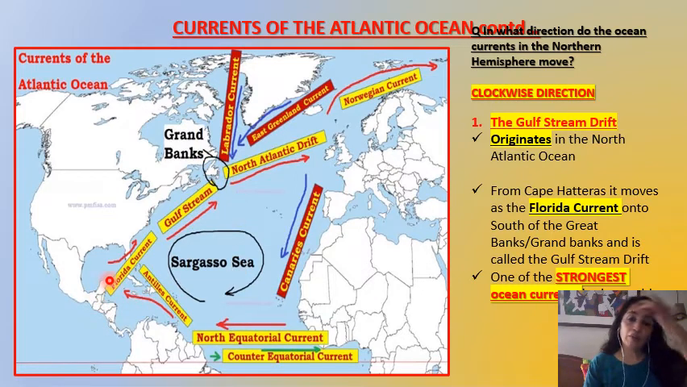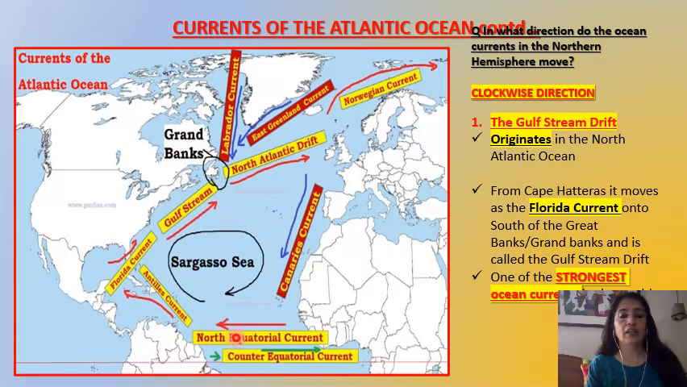So from the Cape of Hatteras, it comes as the Florida current and moves on the south area of the Grand Banks, the Great Banks. And in this part, it is called the Gulf Stream drift. It is one of the strongest ocean currents in the world. If you are asked to name one of the strongest ocean currents in the world, you should know it is the Gulf Stream drift, in the North Atlantic Ocean.